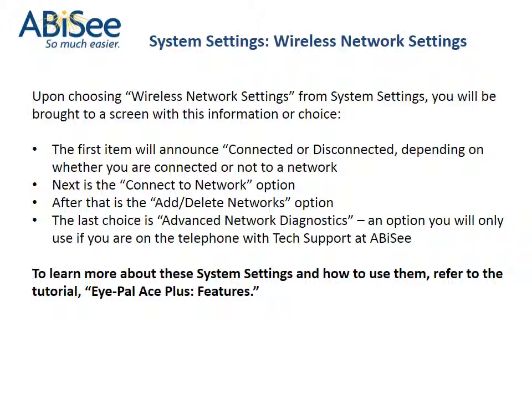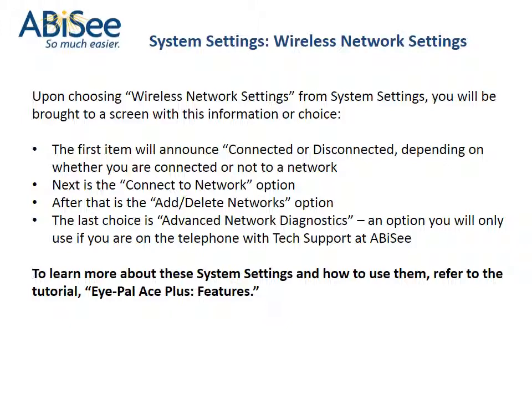Upon choosing wireless network settings from System Settings, you will be brought to a screen with this information or choice. The first item will announce connected or disconnected, depending on whether you are connected to a network or not. Next is the Connect to Network option. After that is the Add/Delete Networks option. The last choice is Advanced Network Diagnostics, an option you will only use if you are on the telephone with tech support at ABC. To learn more about these system settings and how to use them, refer to the tutorial.